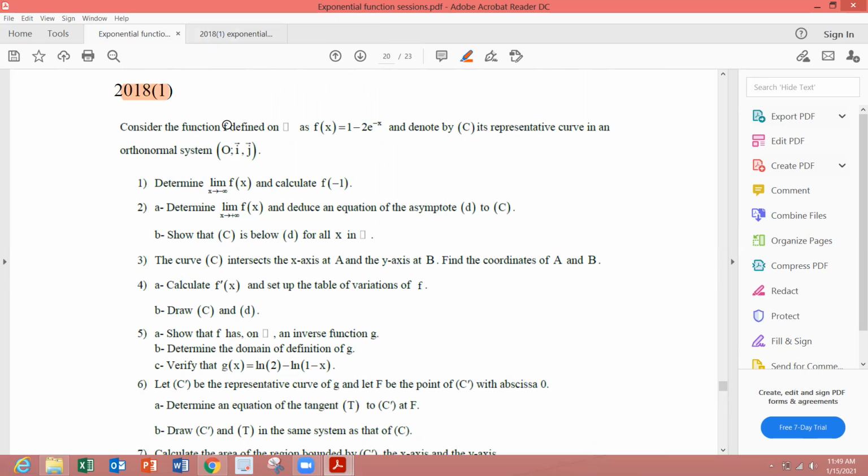Consider the function f defined on R, by f of x equals 1 minus 2e to the minus x, with C the representative curve in an orthonormal system. Part 1, limit as x tends to minus infinity of f of x. Defined on R, meaning minus infinity to plus infinity.